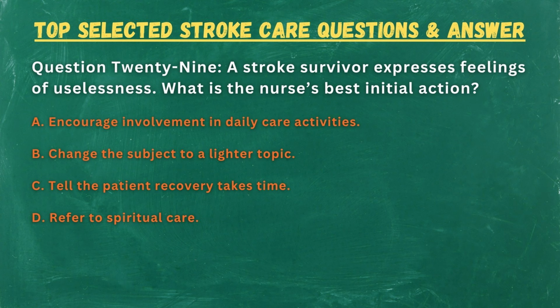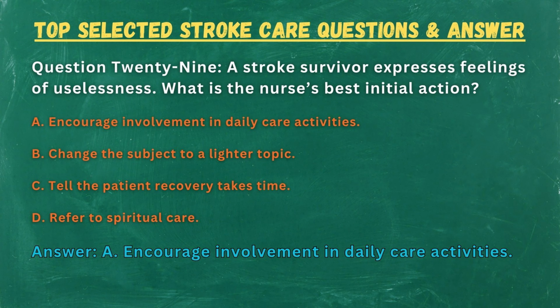Question 29. A stroke survivor expresses feelings of uselessness. What is the nurse's best initial action? A. Encourage involvement in daily care activities. B. Change the subject to a lighter topic. C. Tell the patient recovery takes time. D. Refer to spiritual care. Answer: A. Encourage involvement in daily care activities.